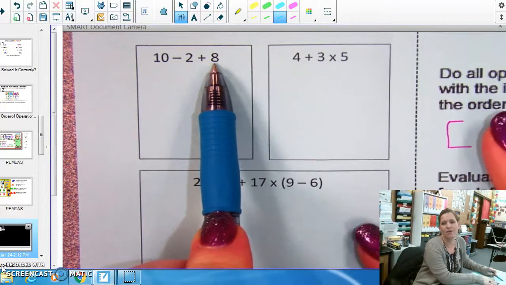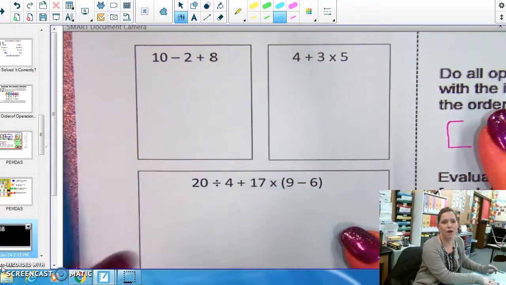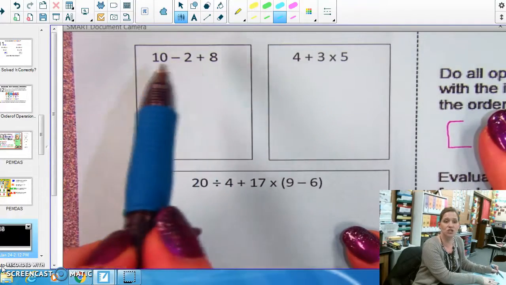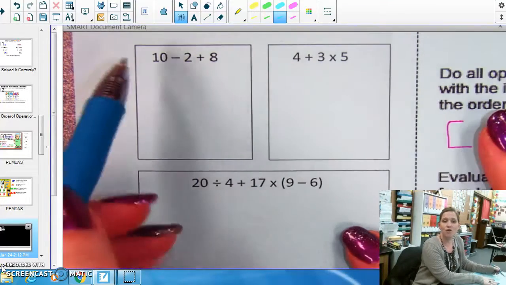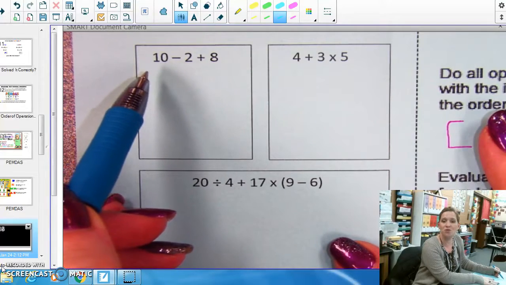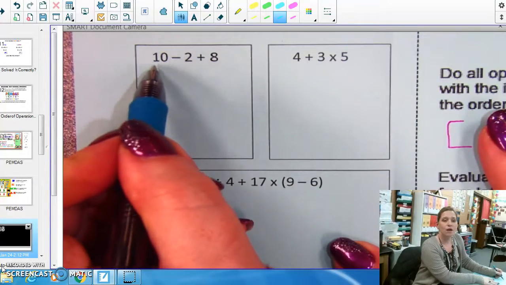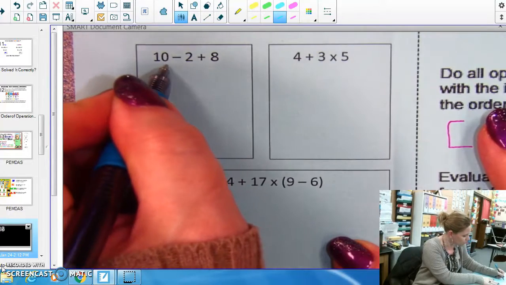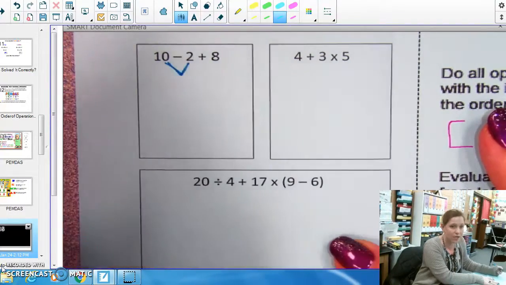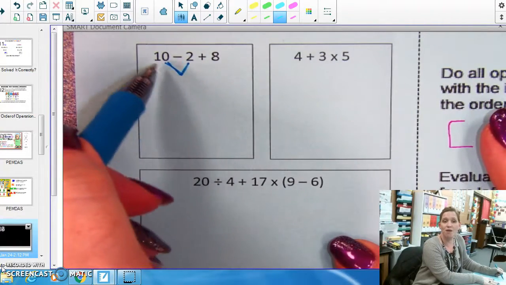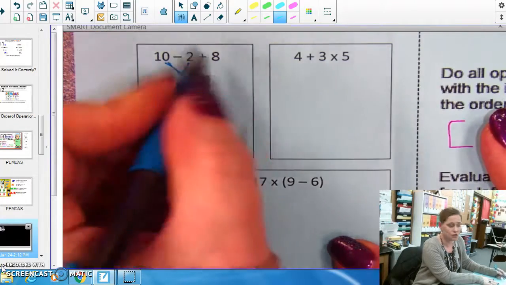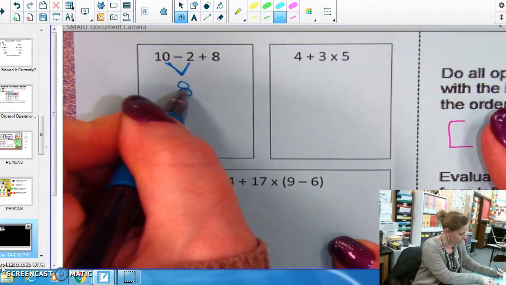So last step, addition or subtraction from left to right. Well, I have both. I have addition and I have subtraction. So I start reading from the left to the right. Which one comes first? As I go, sure enough, subtraction comes first. So what I'm going to do is make a little V, showing you that this is what I'm combining first. 10 minus 2. 10 minus 2 equals 8.